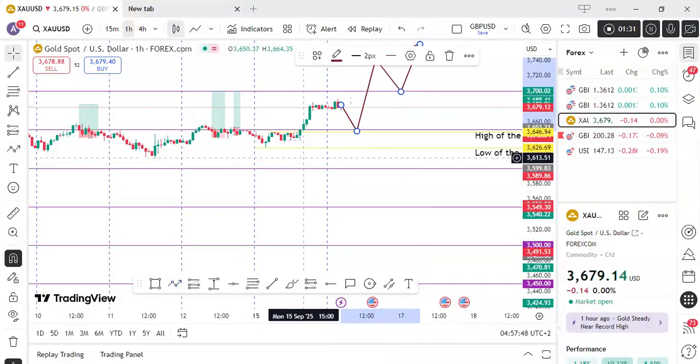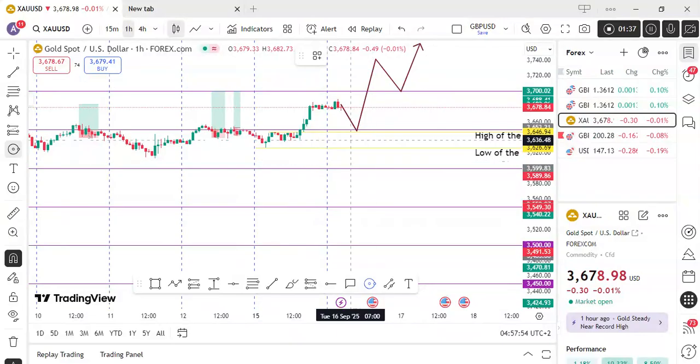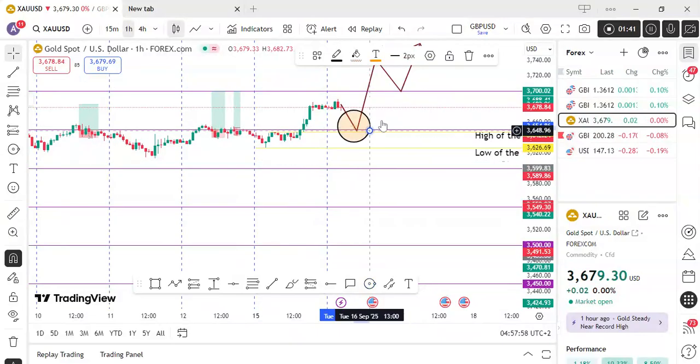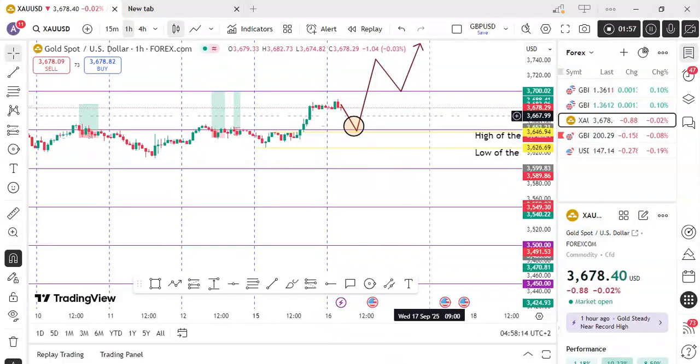I'm going to wait for price to eventually pull back to this level. This is what I'm going to be waiting for: price to pull back to this level of the high of the week, and then the psychological level that's going to act as a support to push the market into the upside.